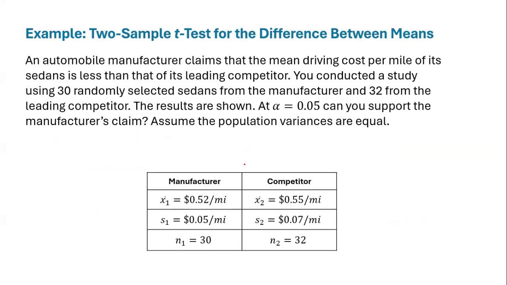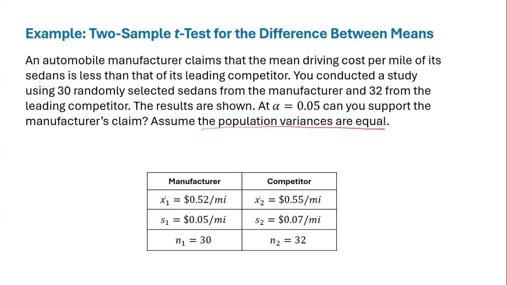Let's look at the next example. Feel free to pause the video, work on the problem, and then check your work after you're done with me. So in the second example, it says an automobile manufacturer claims that the mean driving cost per mile of its sedans is less than that of its leading competitor. You conducted the study using 30 randomly selected sedans from the manufacturer and 32 from the leading competitor. The results are shown in this table. If alpha is 5%, if the level of significance is 5%, can you support the manufacturer's claim? And it says assume that the population variances are equal.